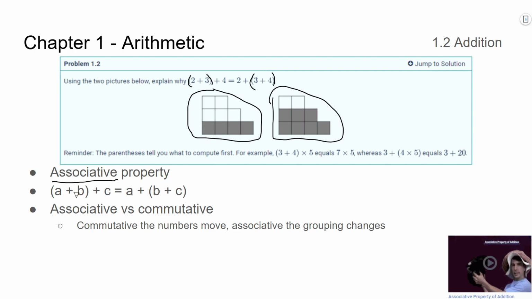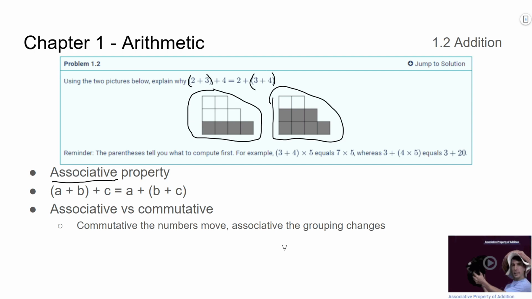And the associative property says that the grouping of A plus B plus C is the same thing as A plus the grouping of B plus C. Again, this is called the associative property, that you can regroup however you want to group with addition, not with all operators, but with addition, there is the associative property of addition.